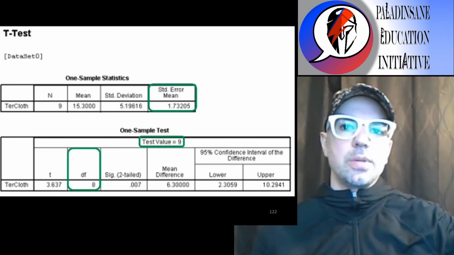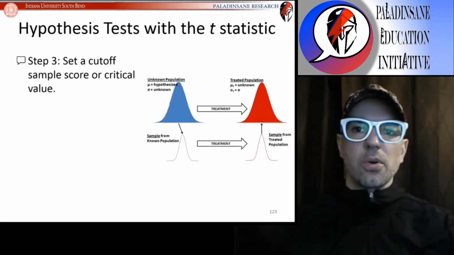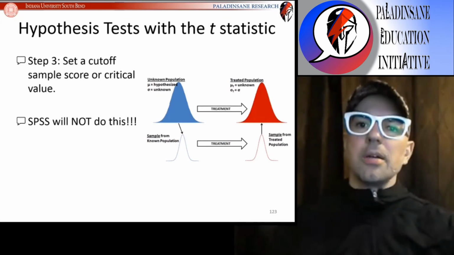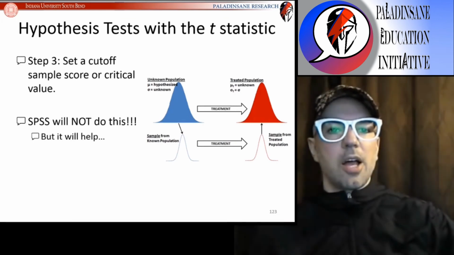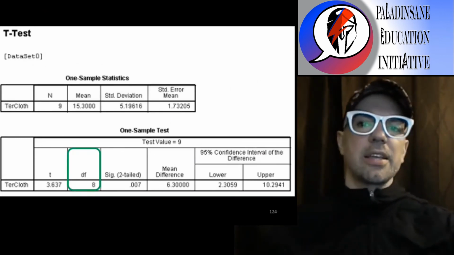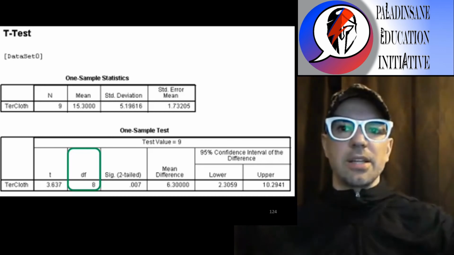Now what we need to do is set a cutoff sample score or critical value. Importantly, SPSS will not do this for you, but it will help you. And it'll help you by giving you that degree of freedom. So we don't have to calculate out the degrees of freedom. SPSS has done that for us.